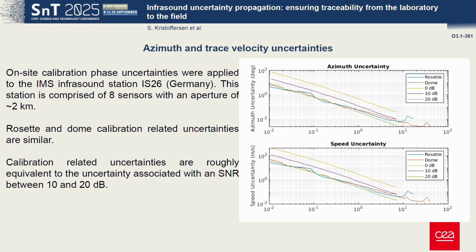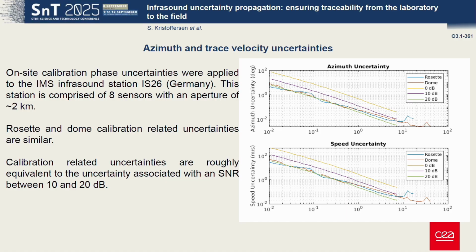We can see, for reference here, the blue curve shows the uncertainty response for rosette calibration. The red is a dome. And then additionally, I have the theoretical uncertainties associated with 0 dB, 10 dB, and 20 dB in yellow, purple, and green. An important takeaway here is that when we look at the dome and the rosette, we're seeing similar uncertainties related to the calibration. So that's a good sign that we're not degrading our results substantially by using a dome versus a rosette.